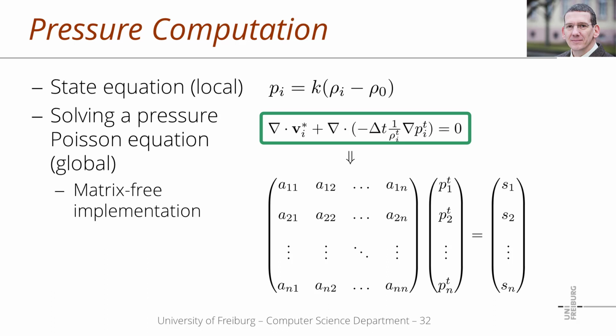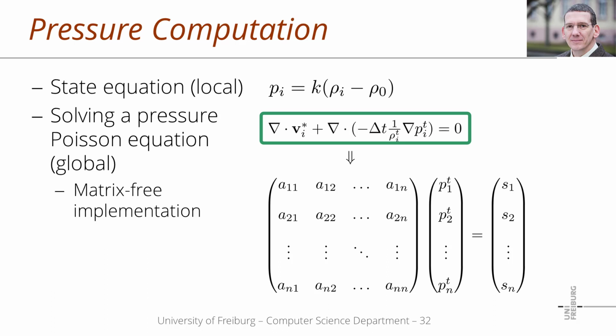Now, the equation states that the divergence of the velocity change due to the pressure acceleration should cancel the divergence of the predicted velocity. So the idea is to compute pressure such that the acceleration of the respective pressure gradient corresponds to a velocity change that cancels velocity components in the fluid such that we get a fluid field with zero divergence. And having a divergence-free velocity field corresponds to an incompressible fluid.